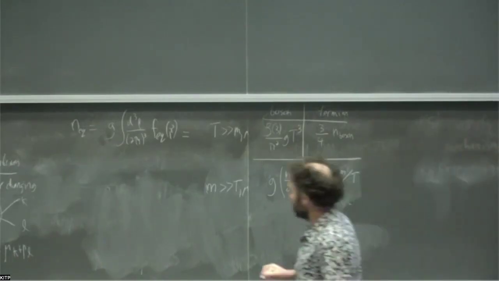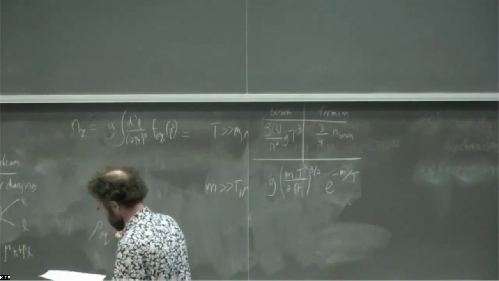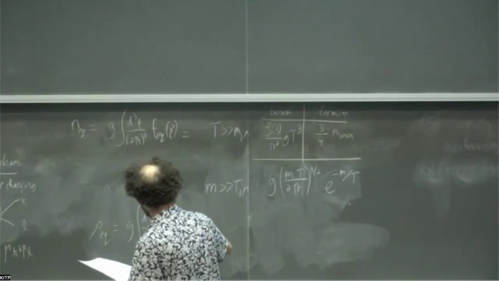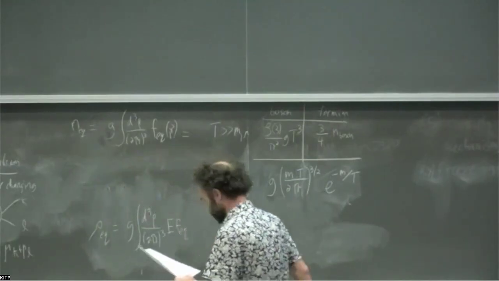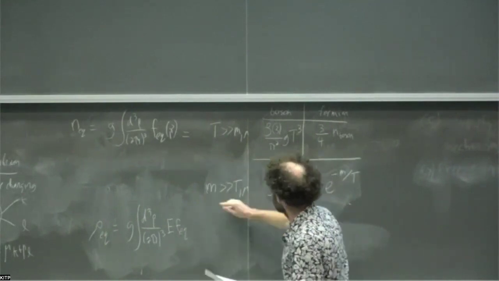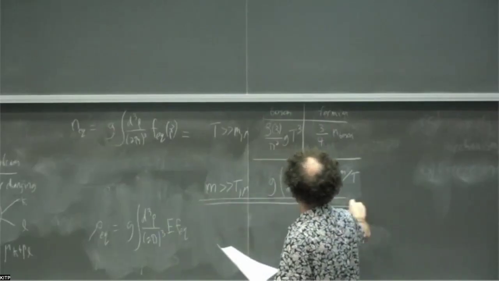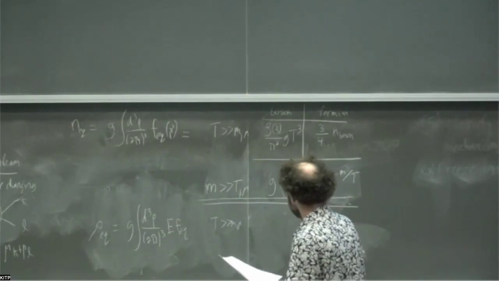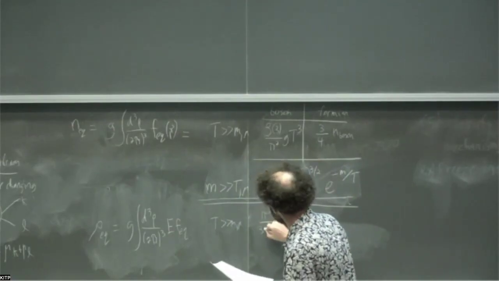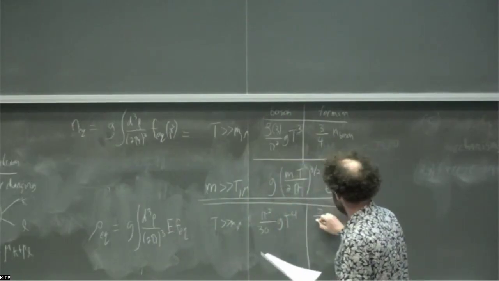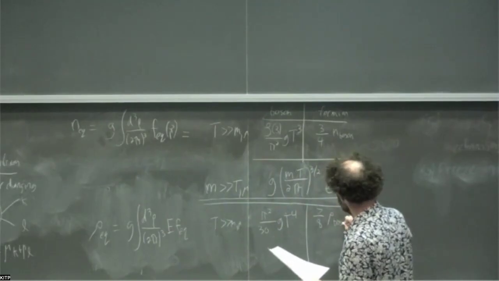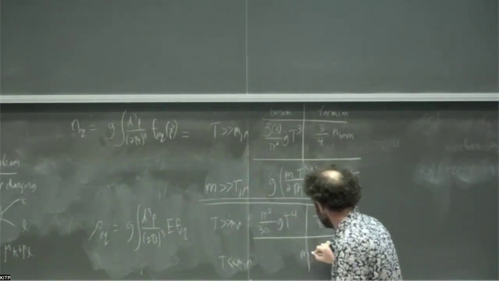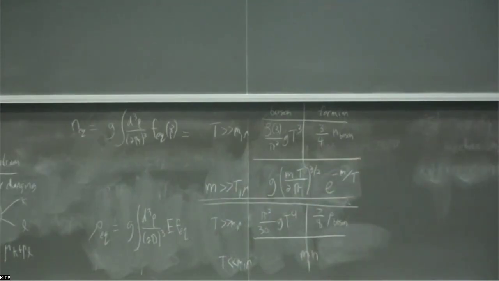And then the other thing we'll care about is the energy density, where you just multiply by energy. If I repeat this table, if it's relativistic, then you get this famous 7/8 here. And if it's non-relativistic, it's just m times the number density. Okay. Good?